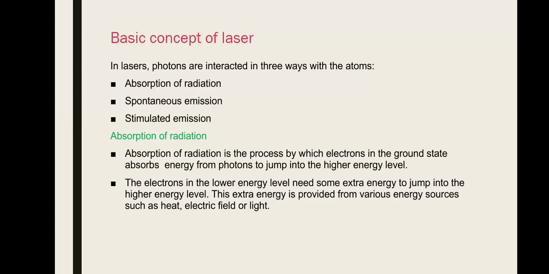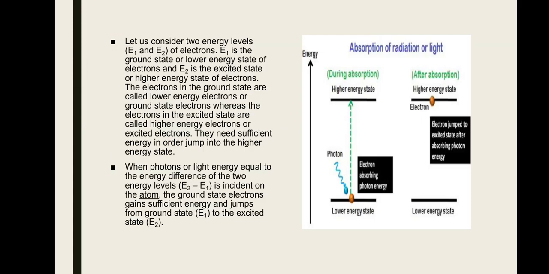Absorption of radiation is the process by which electrons in the ground state absorb energy from photons to jump into the higher energy levels. The electrons in the ground state need some amount of energy to jump to the higher energy level from external agencies like heat, electric field or light.